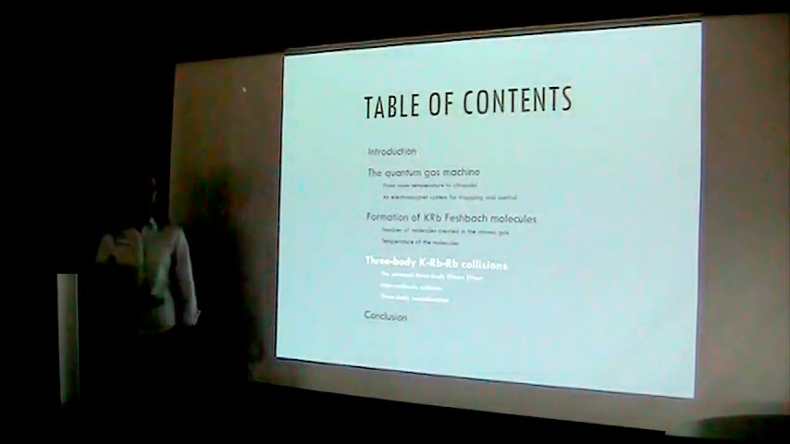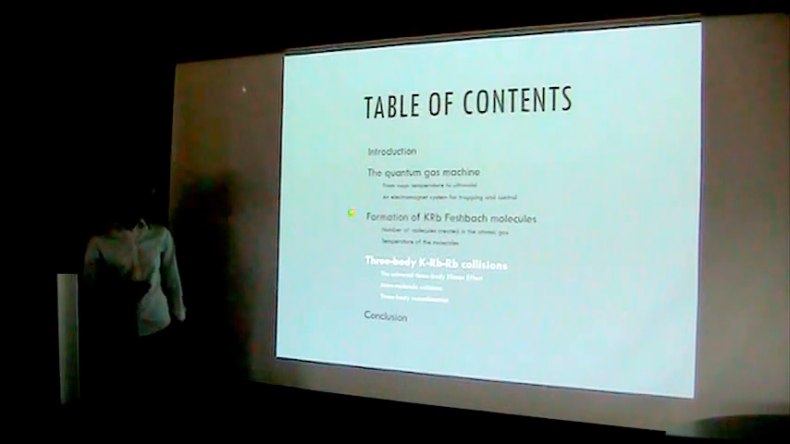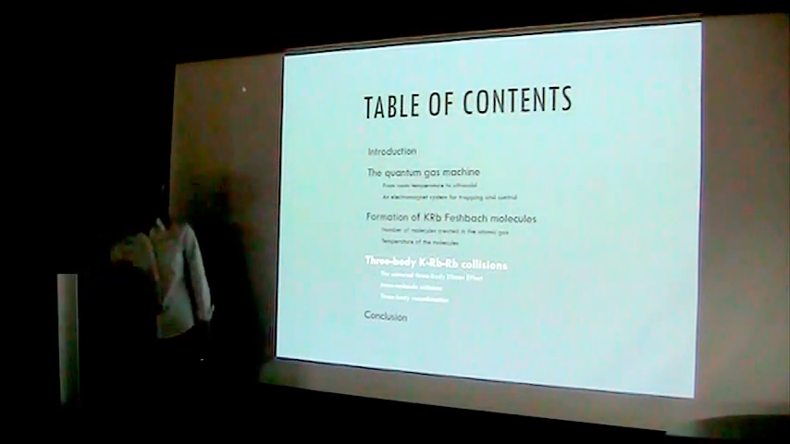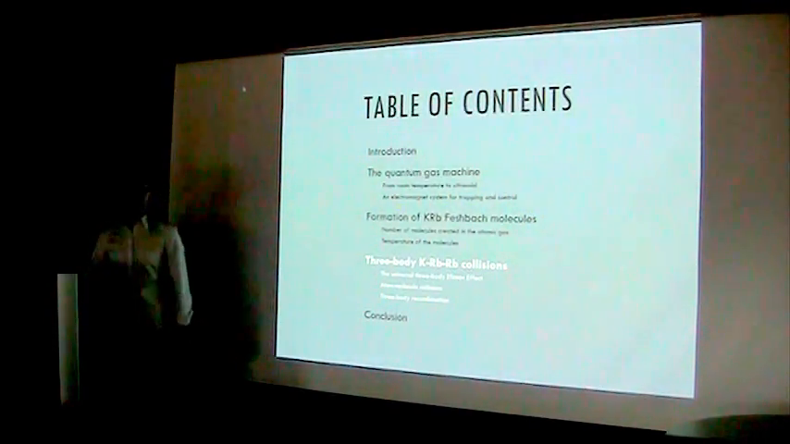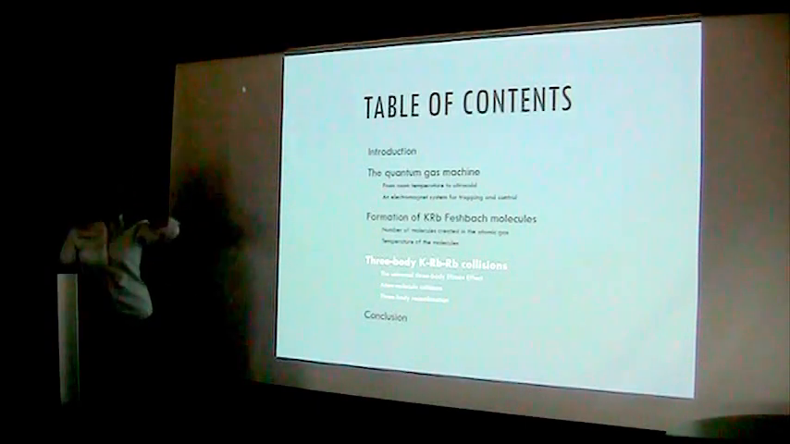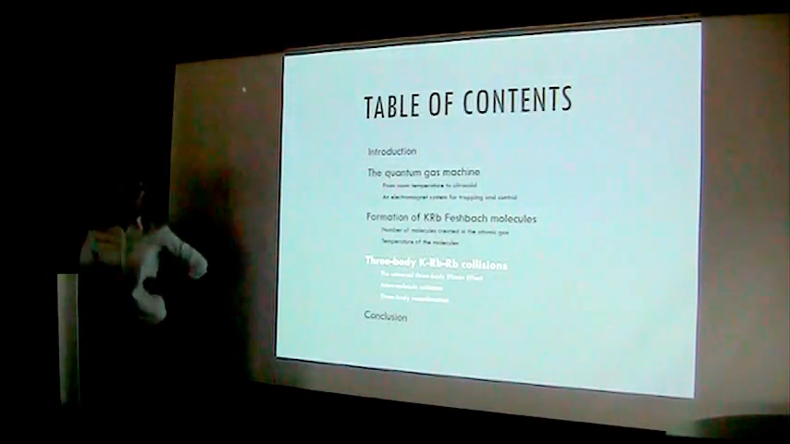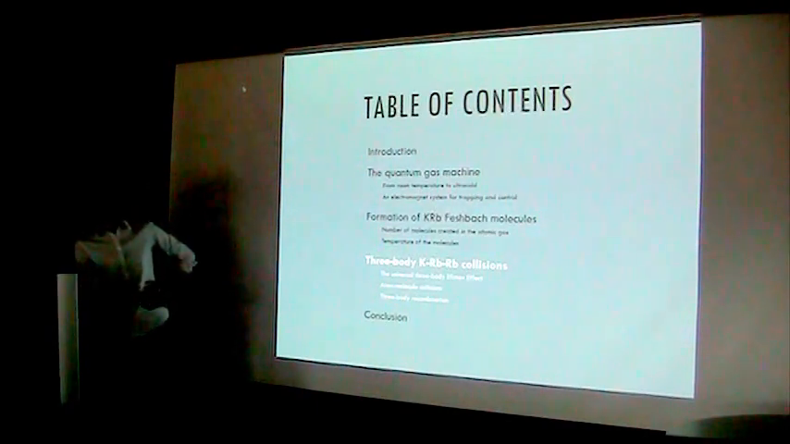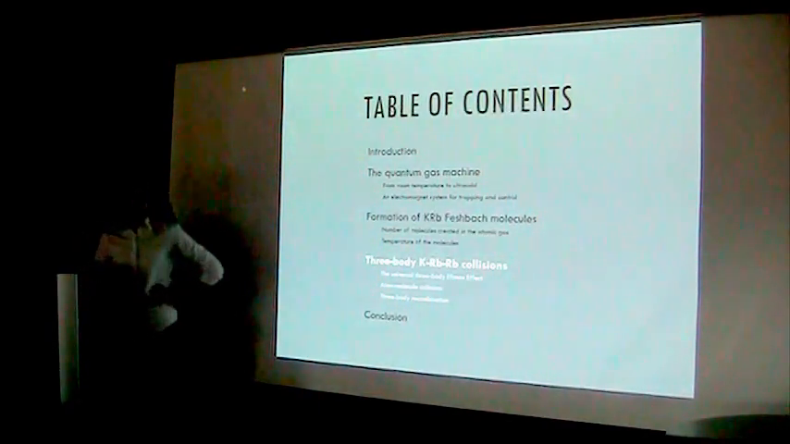So in the last section I explained our efforts to make a degenerate Fermi gas of molecules, which we got to T over TF of about 0.9, but I don't think that really counts. But I think the physics of why that couldn't happen is actually really interesting. And now we're going to move on to talk about 3-body collisions in the gas.